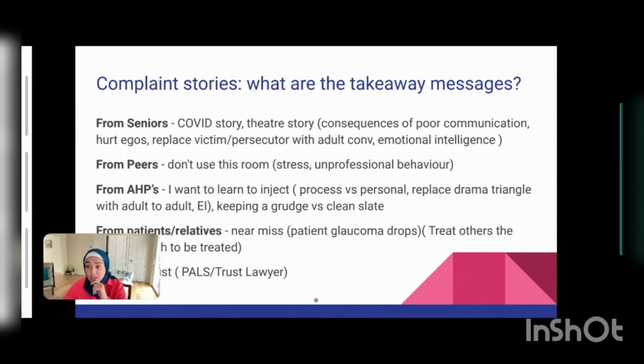From peers, I'm going to share another story with you. This is me, I was having a meeting with some external people from the hospital, and one of my colleagues burst into the room and said, you can't use this room. You're holding up my clinic, because that room had the keratometer in it. Now, it was very unprofessional behavior, because it caused a lot of stress and a lot of conflict. It resulted in a complaint. It resulted in a suspension of that person because they spoke in a very rude way in front of guests from outside. It was a nightmare, actually.